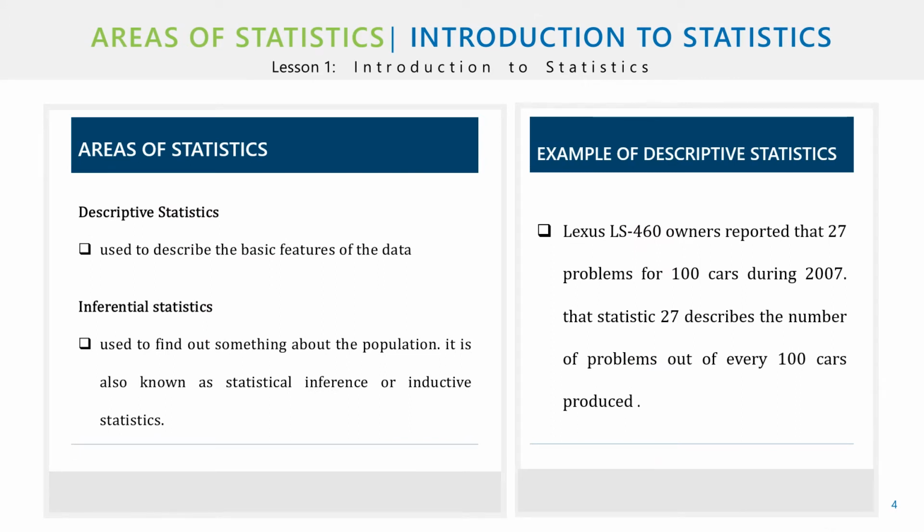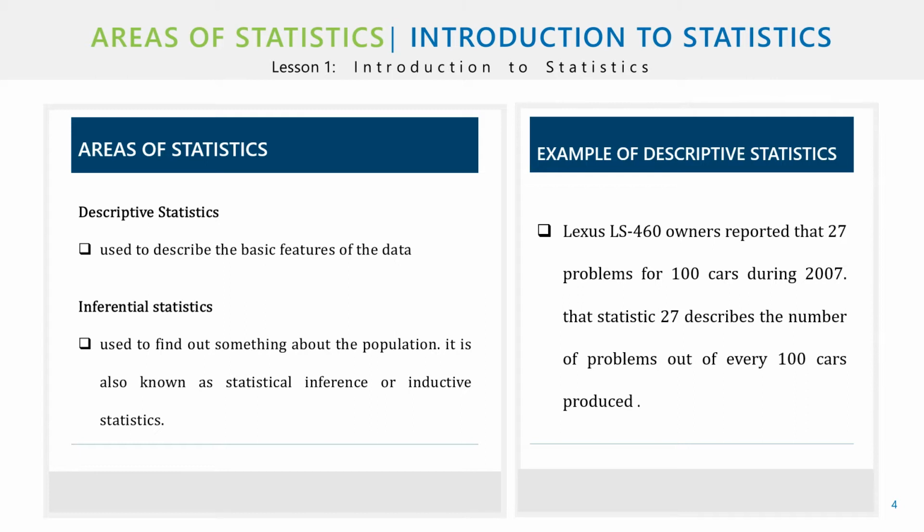So after discussing the difference between a population and a sample, now let's move on with the areas of statistics. For the areas of statistics, we have two areas, namely descriptive statistics and inferential statistics. For this subtopic, we will find out how we can tell the difference between descriptive statistics and inferential statistics. So first, let us define what descriptive statistics is.